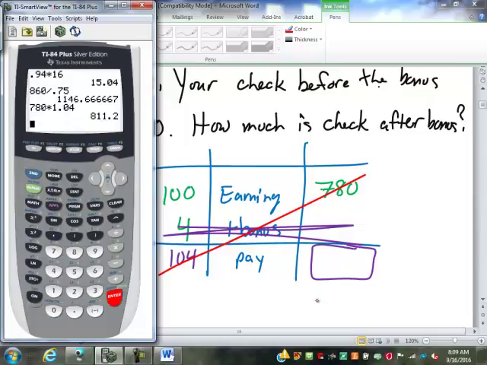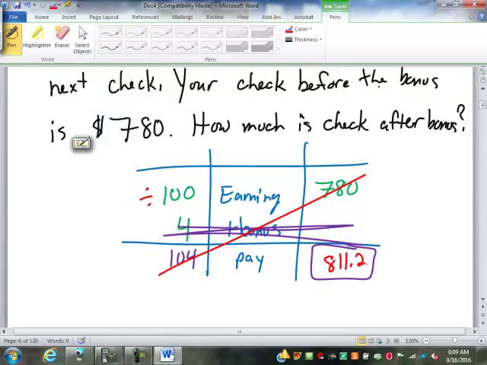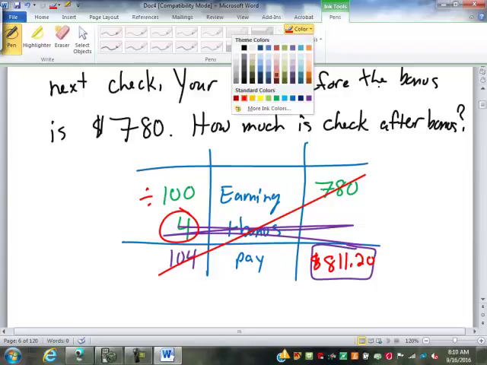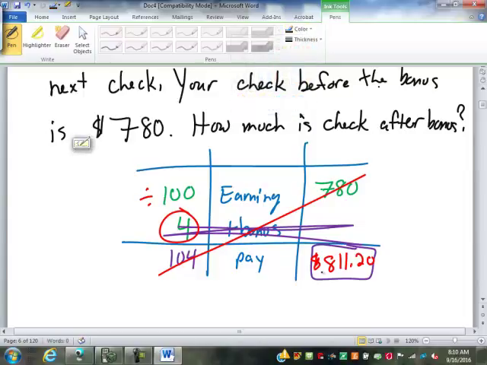Giving us $811.20. Now here's one where you could have just found 4% of 780 and added it on. It would have worked. Or you could just multiply it by 1.04. That's what I did on my calculator if you were watching. Multiplying by 104 and dividing by 100 is the same as multiplying by 1.04. So here again, we didn't necessarily need to do the table.